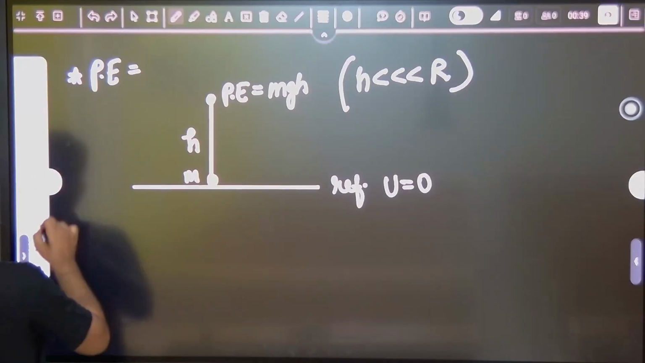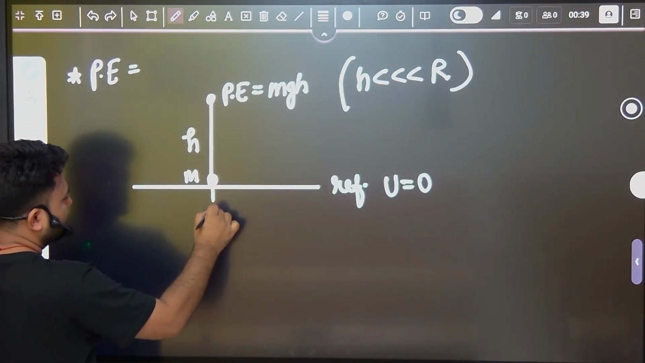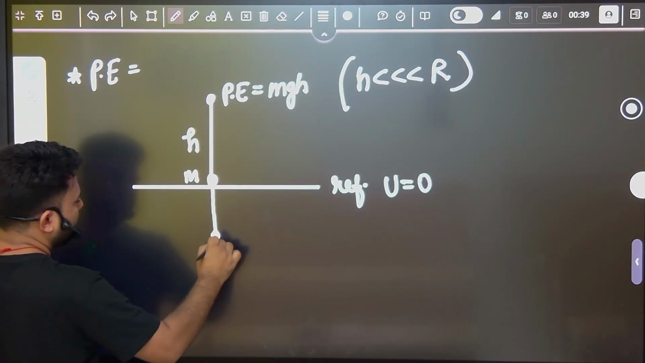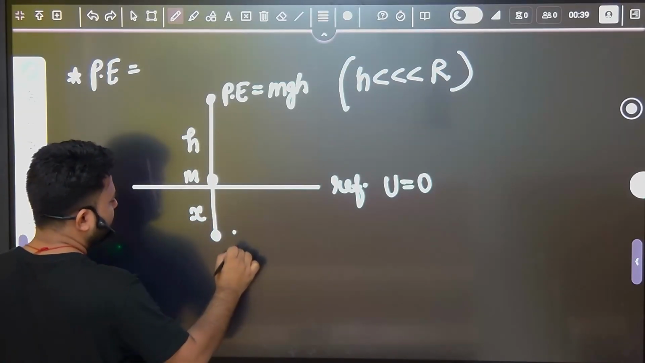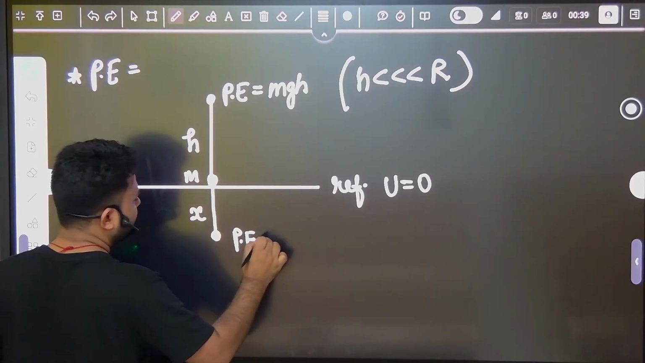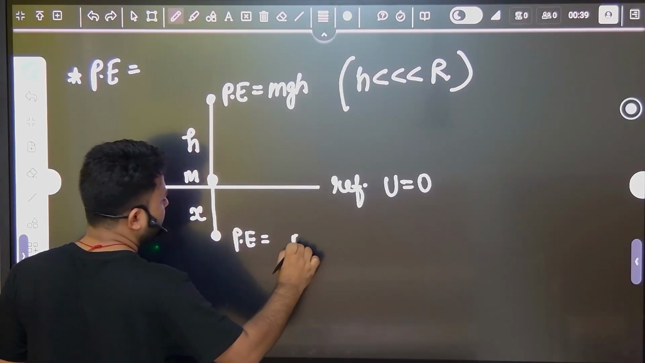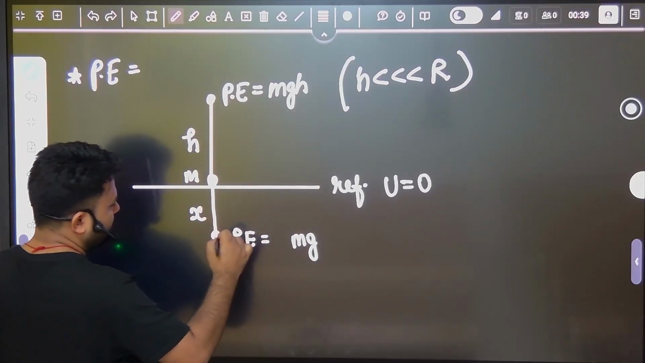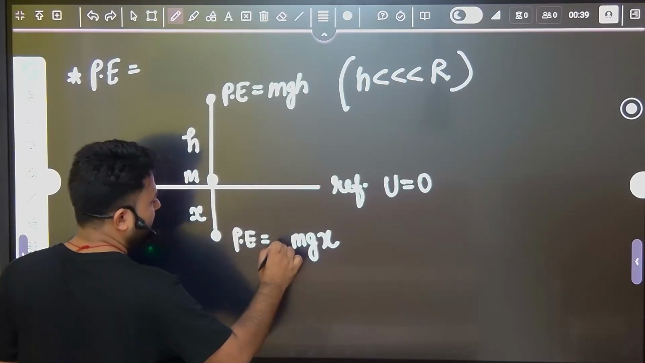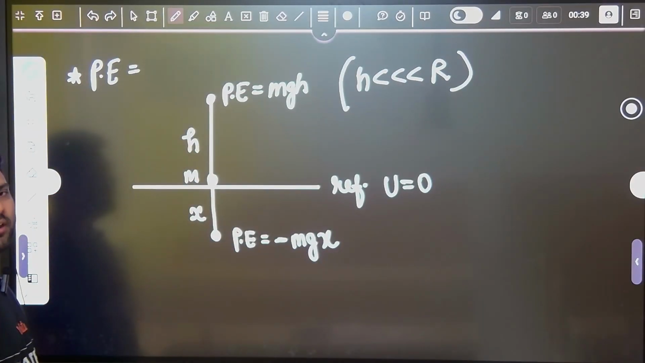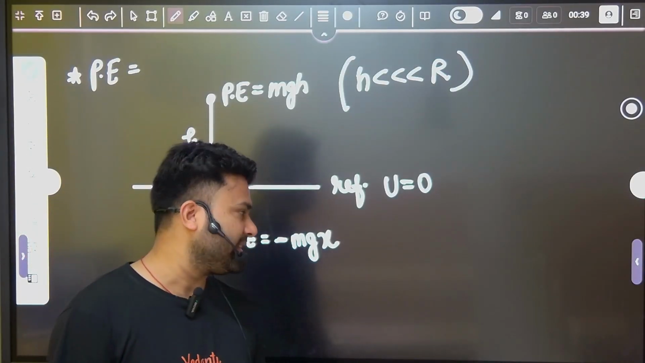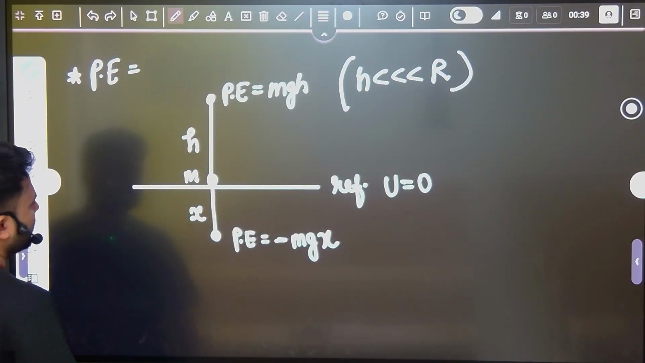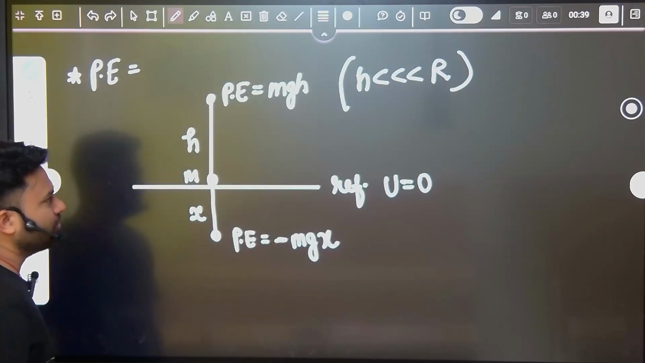Similarly, if this object goes down, suppose x distance down it goes, and someone asks what is the potential energy here. So mgh, where the depth is x, but here we will write minus, if it goes below this reference line. So this is minus mgh. Right? So this is the concept of potential energy.